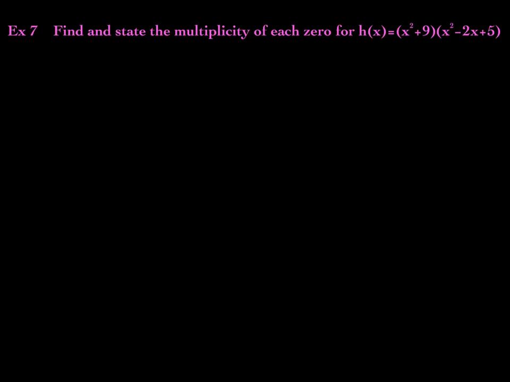So then if it's degree 4, I expect to get 4 zeros. Now some of those zeros might be redundant, meaning they may have multiplicity more than 1. But counting all the zeros and their multiplicity, we should have 4 at the end of the day. All right, so here we go. What we're going to do is set the polynomial equal to 0 and solve.